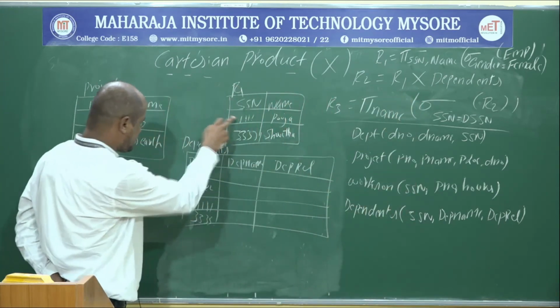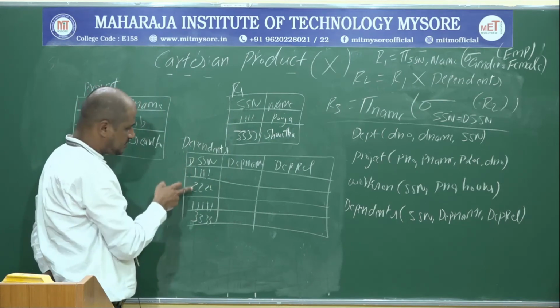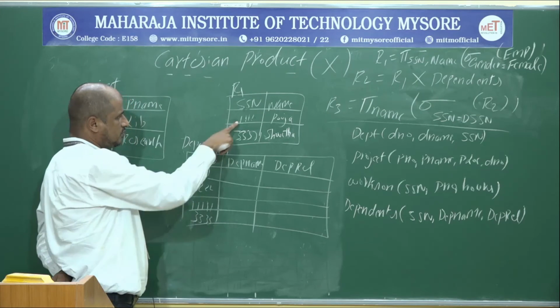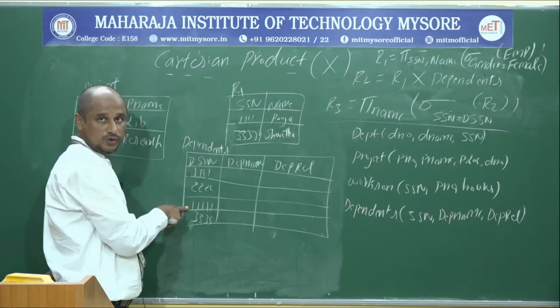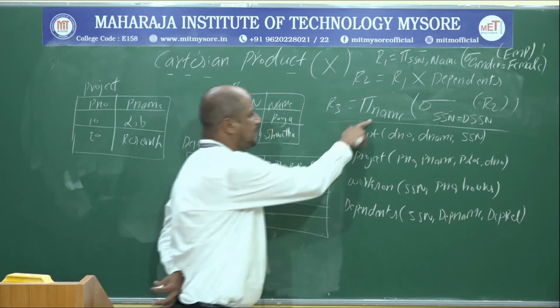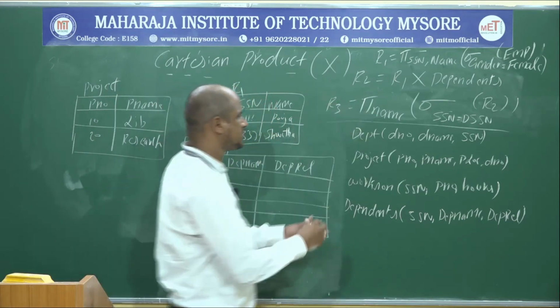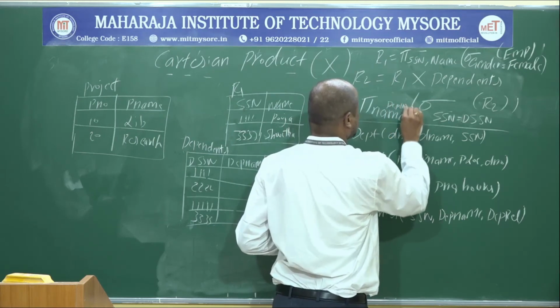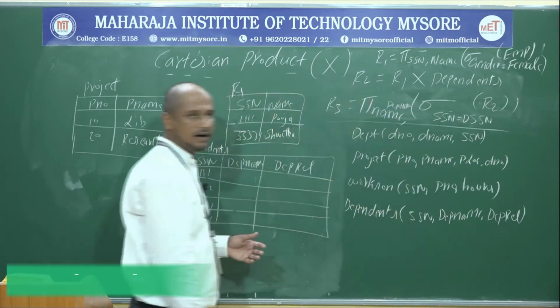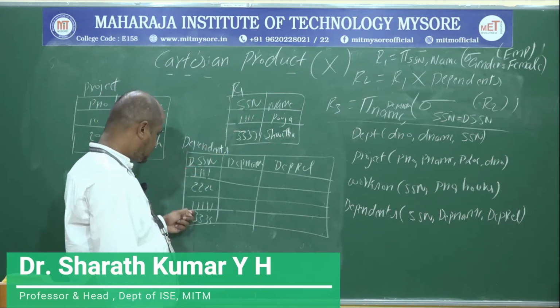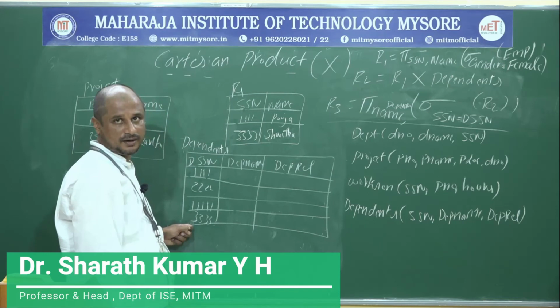Okay, so this one matches this one. This one does not match here. This one matches this one. So 1 1 goes with 2 2, so 2 tuples will appear with the details of dependent name and dependent relation. You can retrieve the dependent name also. Then 3 3 matches with the 3 3 here.